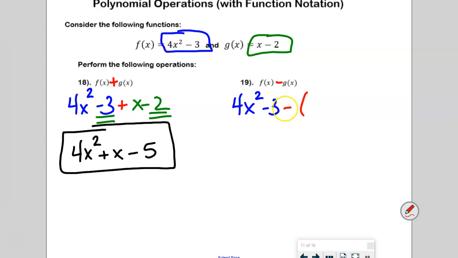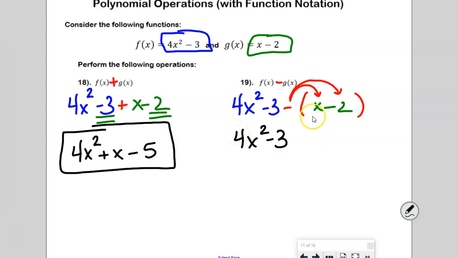But when you subtract function g, you have to remember to subtract the whole thing, and parentheses are going to help you do that. So instead of trying to remember to subtract everything, because you guys kind of mess up double negatives often, go ahead and distribute the negative, and then it becomes an adding problem. So 4x squared minus 3, still the same thing, but now you have a -x and then a +2.